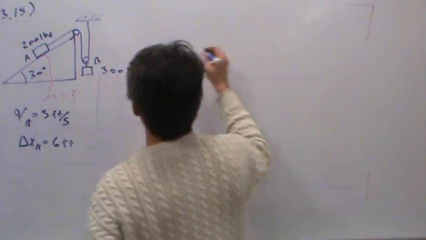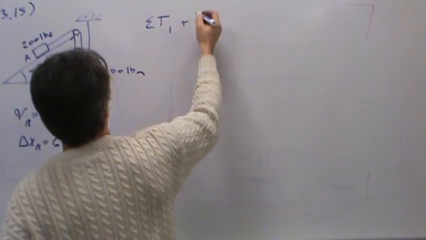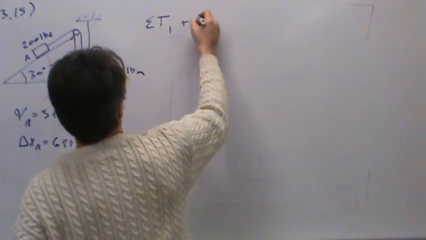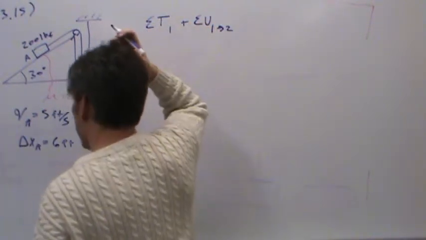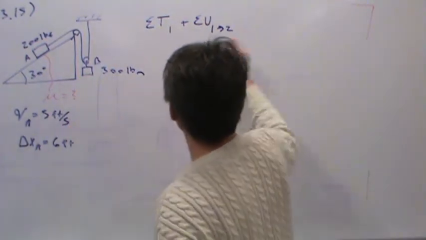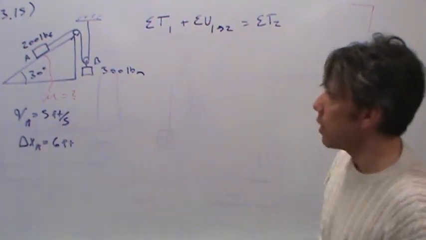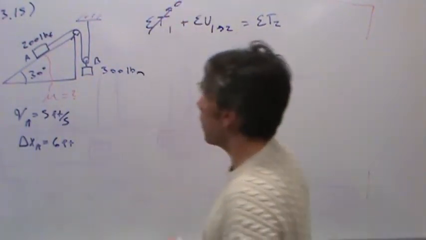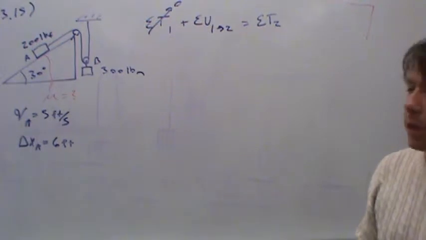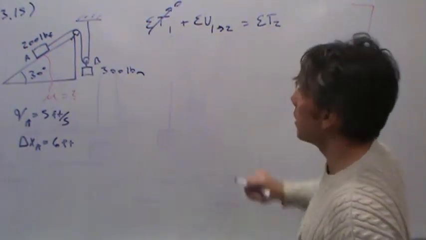Let's start off with our energy balance and say that the kinetic energy in state 1 plus the work done in going from state 1 to state 2, which is from still to moving at 5 feet per second, is equal to the kinetic energy of state 2. Let's figure out what all should go into these. And it sounds like it starts from rest, so neither block A nor block B has kinetic energy initially. Just like the last problem, the initial kinetic energy goes away. How about the final kinetic energy?